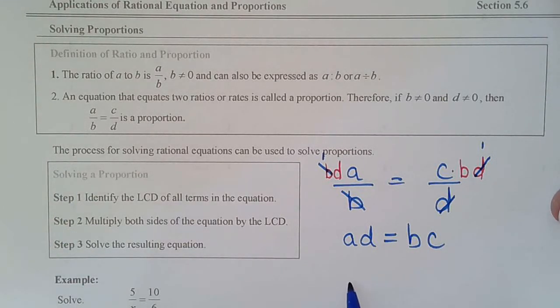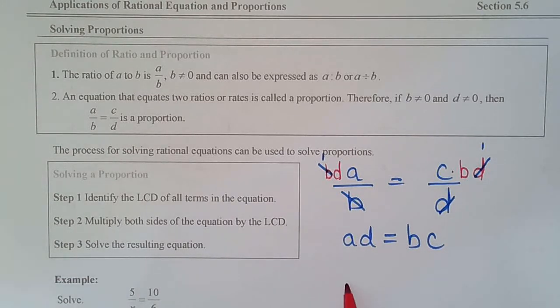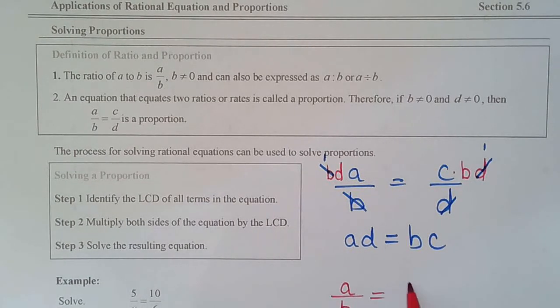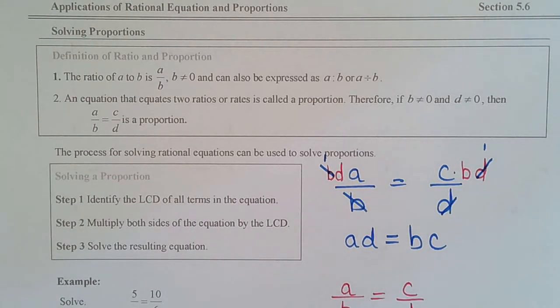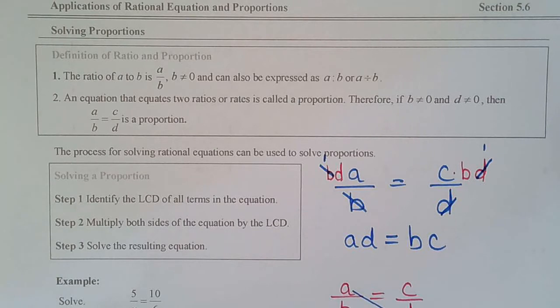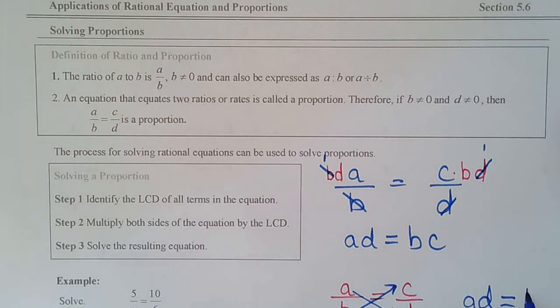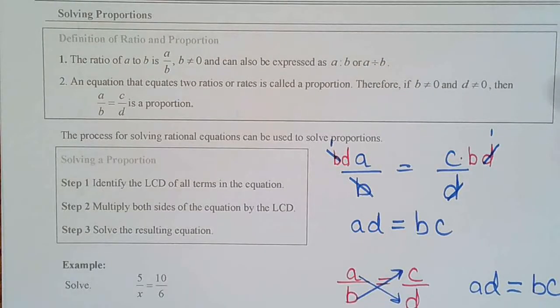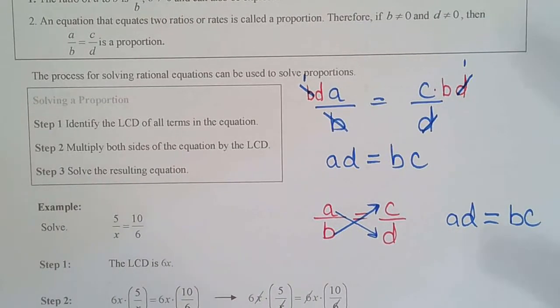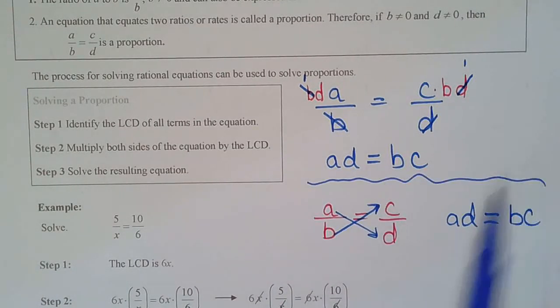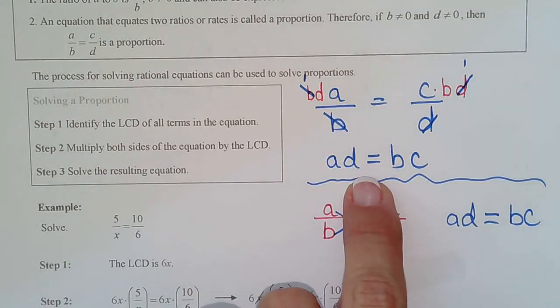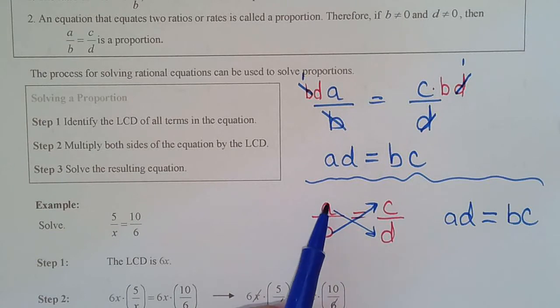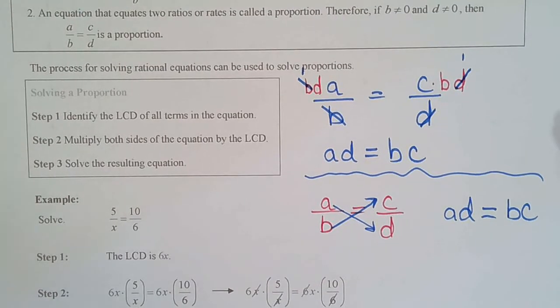Using methods that you learned from previous classes, you could just set your cross products equal. Like I said, it doesn't really matter to me which you do. When we set our cross products equal, we say AD equals BC. And look at that, same thing. So 2 different ways to solve the same problem: multiply both sides by the LCD, or set your cross products equal, AD equals BC, and that gets rid of fractions. Whatever you're most comfortable with.